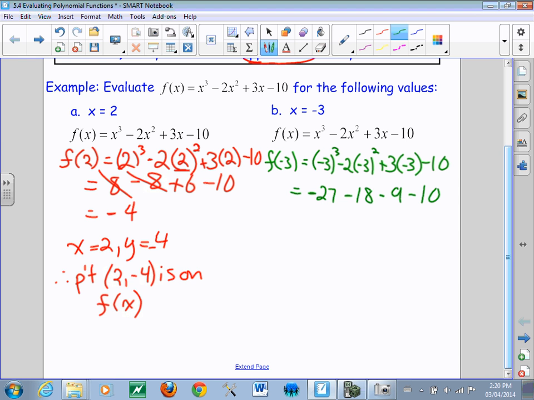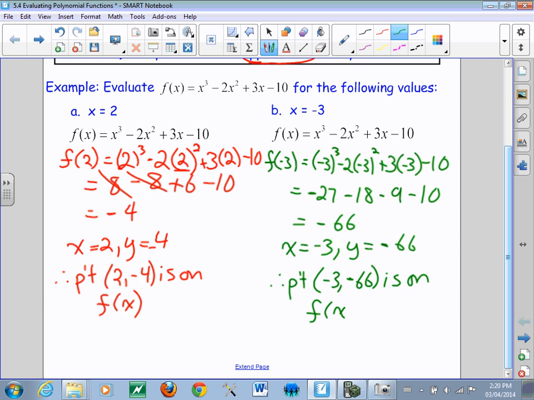Put that all together. They're all negatives, so you can add them and put a negative sign. Negative 66. So what does that mean? When x equals negative 3, y equals negative 66. Or point negative 3, negative 66 is on f at x. All right, any questions with that? That's a straight substitution, and make sure you're using function notation where you show the substitution. All right, let's move to the next page.